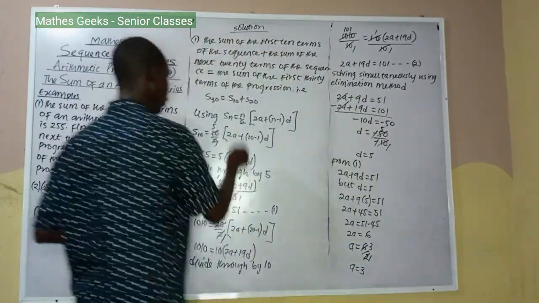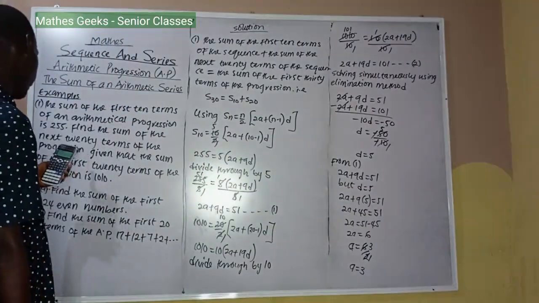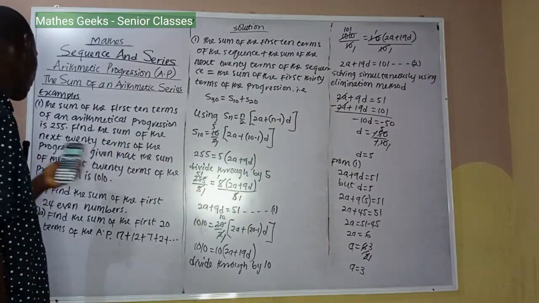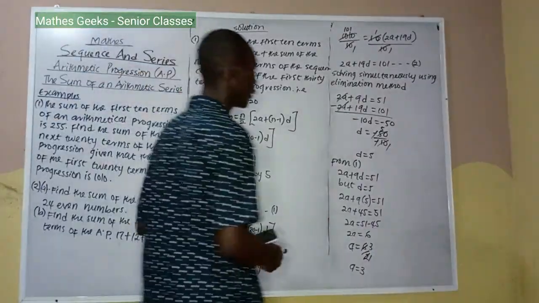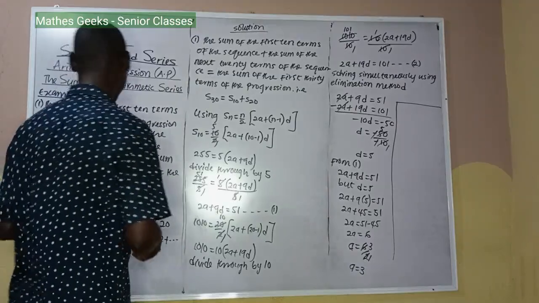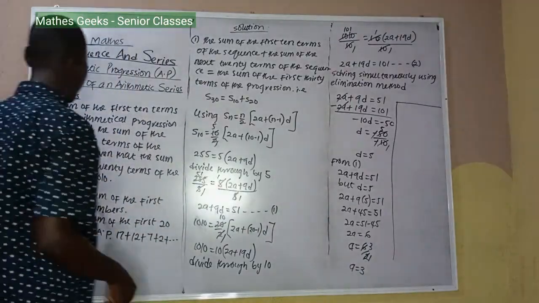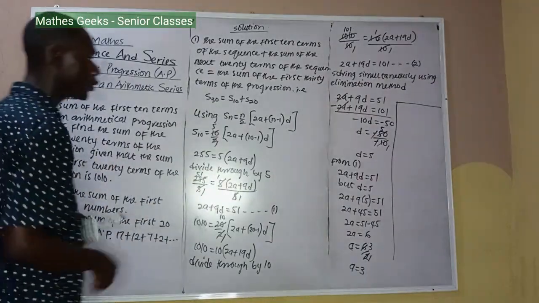And we have a relation here. Of course, the question says we should find the sum of the next 20 terms of the progression, given that the sum of the first 20 terms of the progression is 1110. So now we're going to look for S20, because that's what the question says we should do.